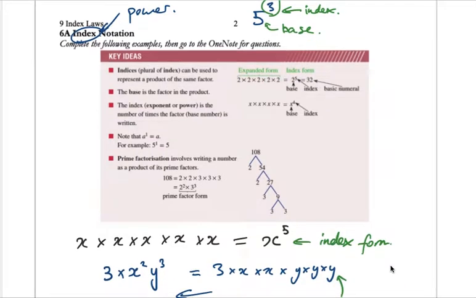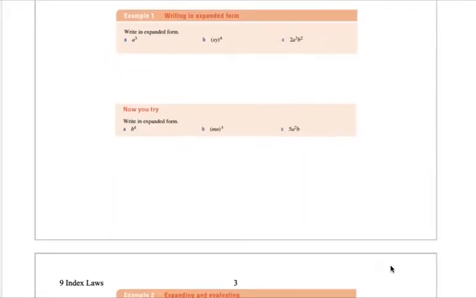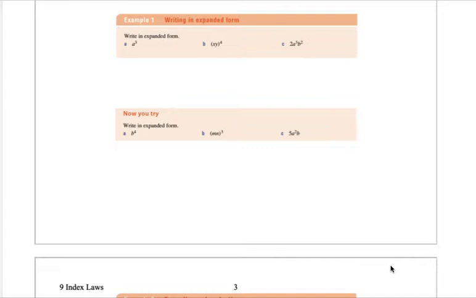Expanding the idea of index notation in 6a. So we've got to write these in expanded form, and then we're going to be going on to expanding and evaluating. So we've got some examples here. How would you write this one here, a cubed? Well, in expanded form, it would be a times a times a. So a cubed is a times a times a.